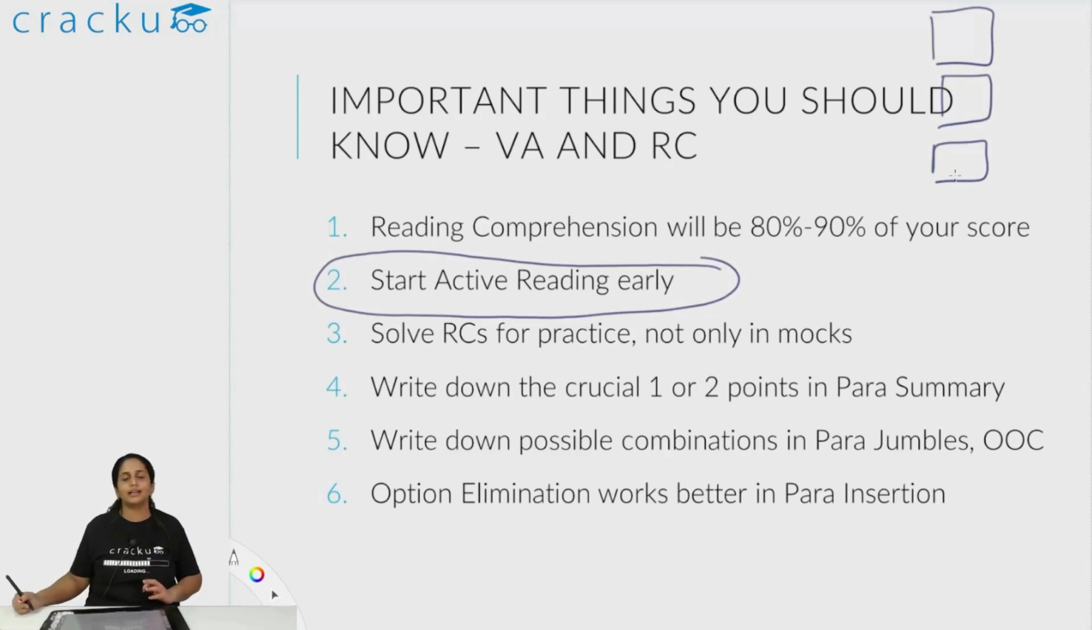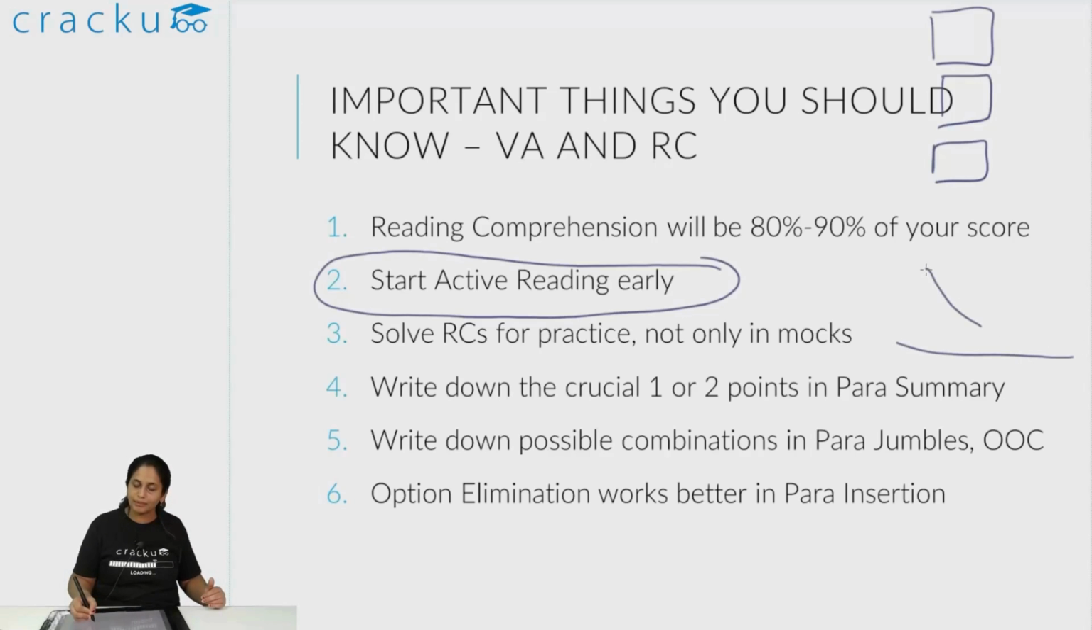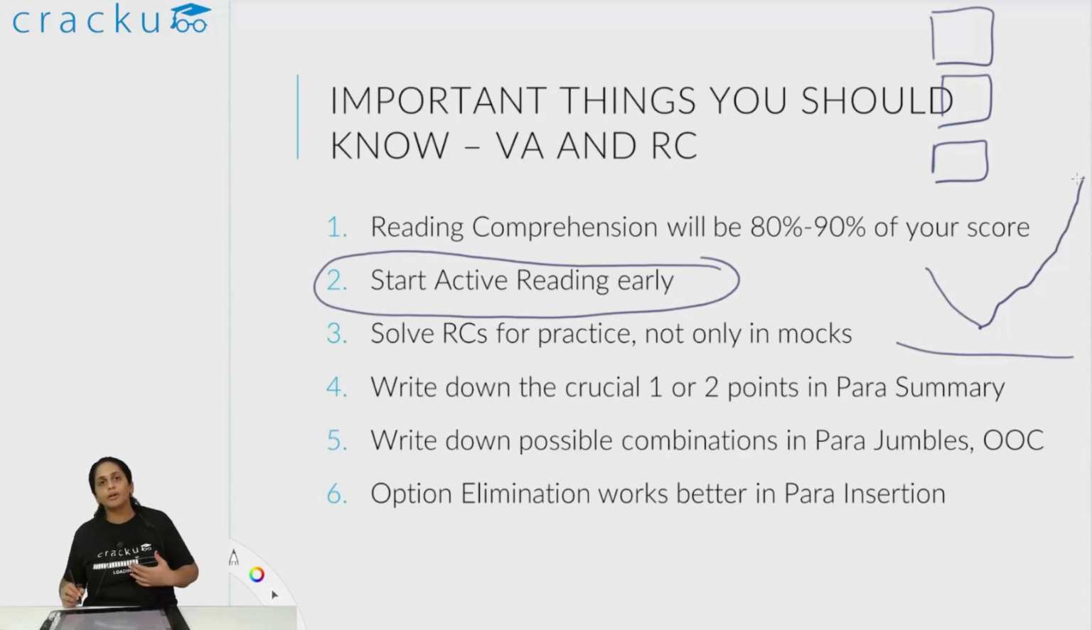A lot of students say that, okay, my accuracy has gone up, but now instead of doing 3 RCs, I am able to do only 1 RC. Initially, your attempt rate will go down. From 3 RCs, it might go down to 1 RC. But over time, as you keep following it, it will go back up. Why will it go back up? Because you will find it easier to do this over time.